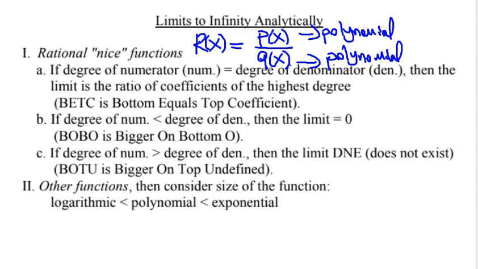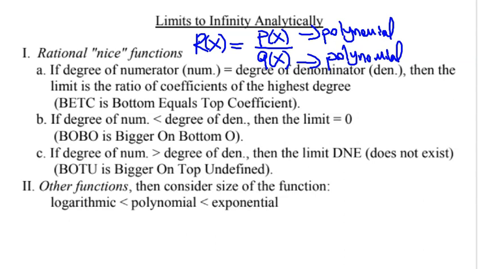All right. So whenever we have this rational function consisting of p of x over q of x, we're going to end up with three cases. Those three cases are totally related to the highest power, highest degree of the top function and the bottom function. So number one, if the degree of numerator is equal to the degree of denominator, then the limit is the ratio of the coefficients of the highest degree.